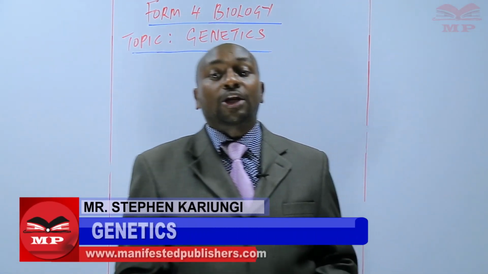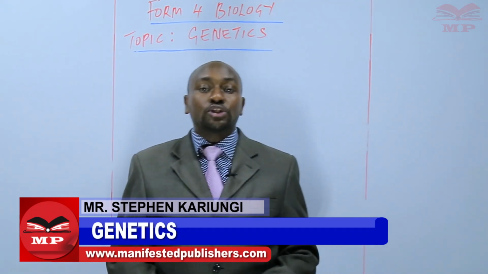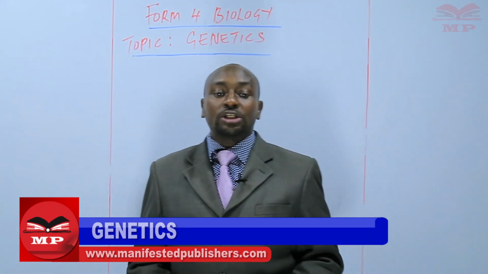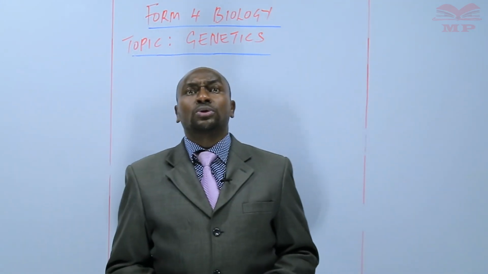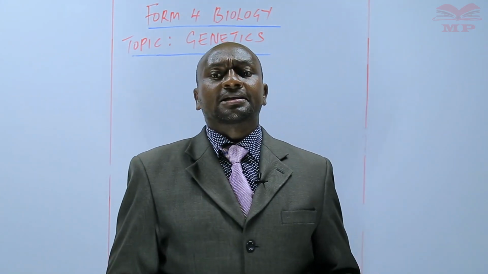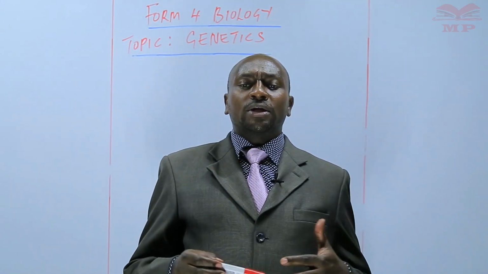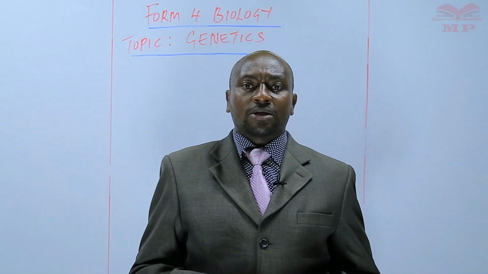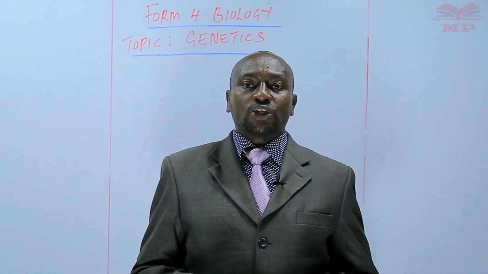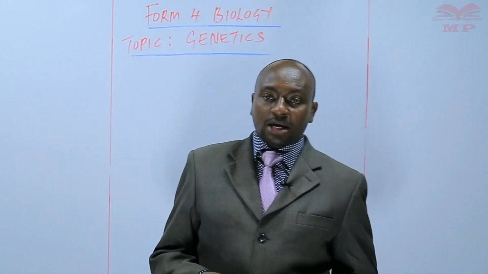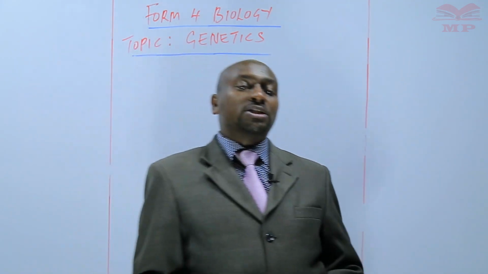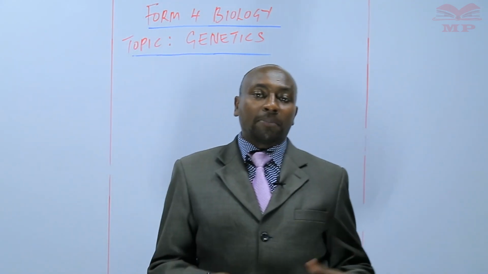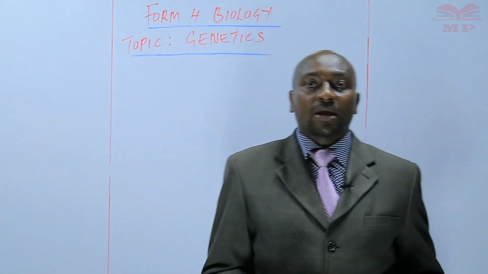My name is Stephen Kariungi, and today we continue with our topic, genetics in Form 4 biology. I would like us to discuss how the Punnett square can be applied to solve particular questions. For example, given any situation, and you are told to use the Punnett square, how can you go about applying that to answer a question?